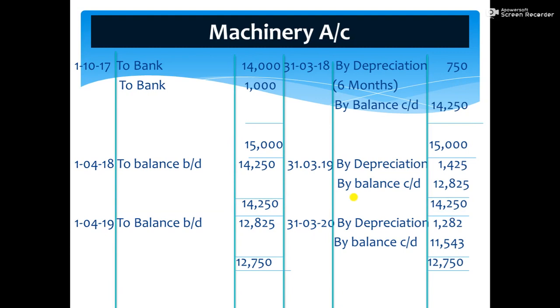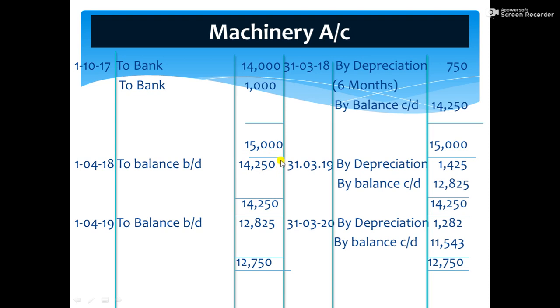It was purchased on 1/10/2017 to bank 14,000 and also incurred installation expenses to bank 1,000. Total 15,000. First year depreciation, that is 10%, 15,000 into 10% into 6 by 12, 6 months depreciation 750, balance is 14,250. Brought forward that balance to the next year, 14,250. Apply 10% depreciation on 14,250. That is the difference between the straight line method and written down value method.